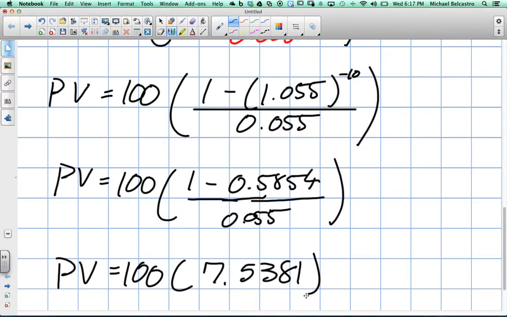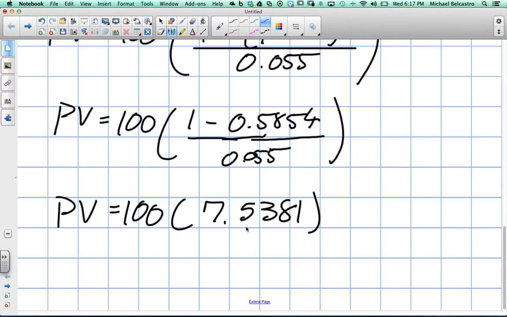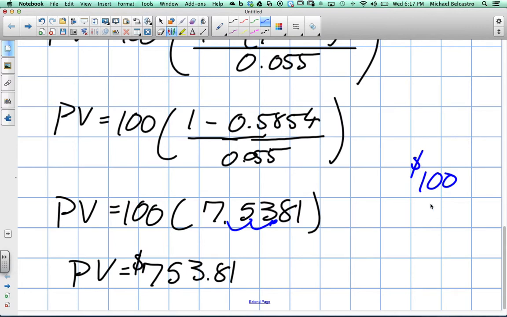Now, I could use a calculator for this, but I know if I multiply anything by 100, all I'm doing is moving the decimal 2 places. So our present value will equal $753.81. So let's try to make sense of this. We're going to pay out $100 for how many years? 10. Yeah, once a year, right?